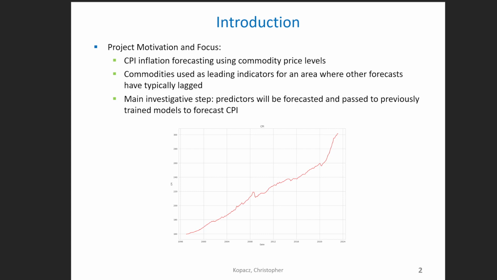Whereas other economic indicators such as unemployment or jobs data tend to be lagging indicators of inflation because they are produced around the same time as the inflation data.